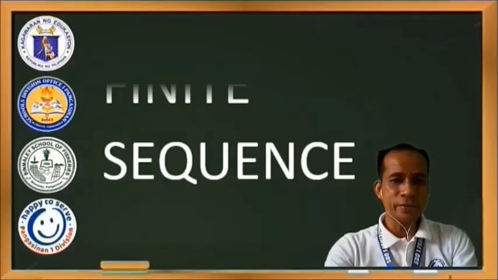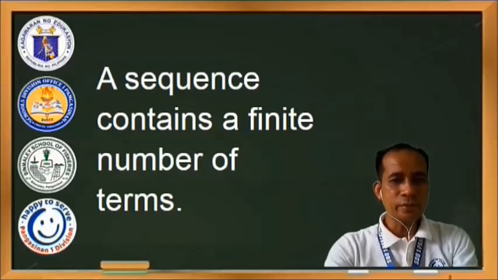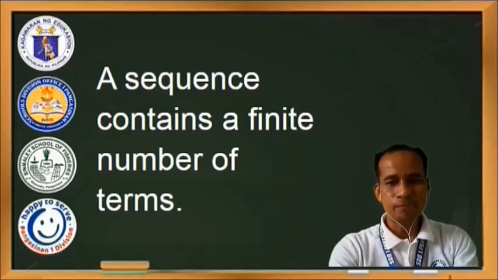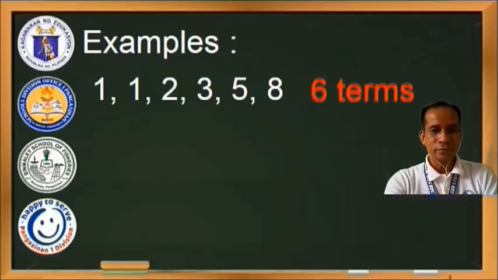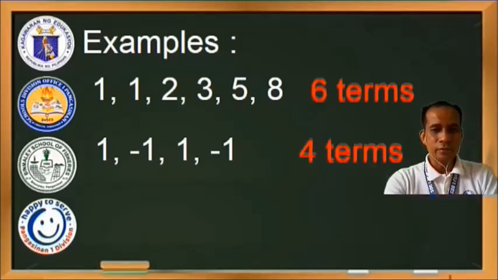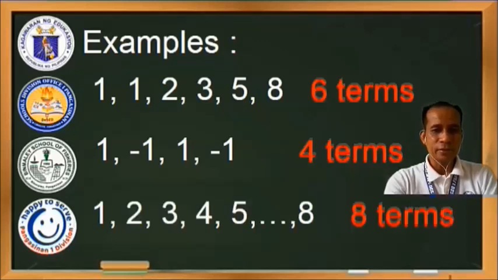A finite sequence is a sequence that contains a finite number of terms. Examples of a finite sequence: the first example contains 6 terms, the second example contains 4 terms, and the last example contains 8 terms.